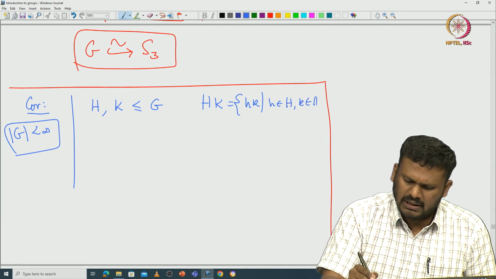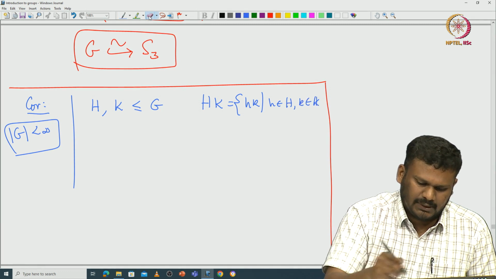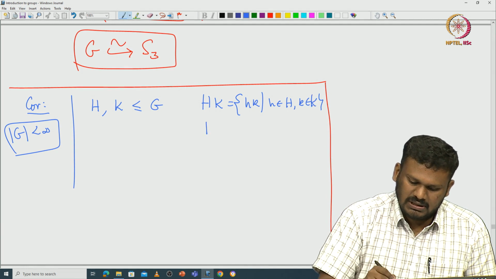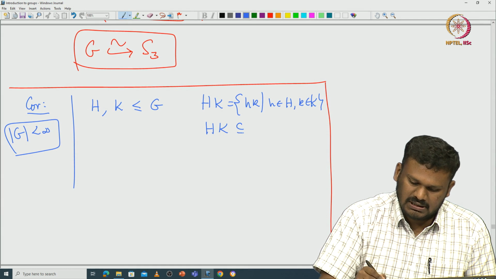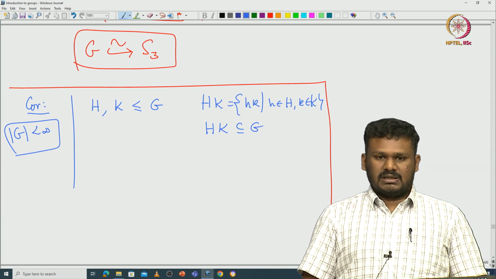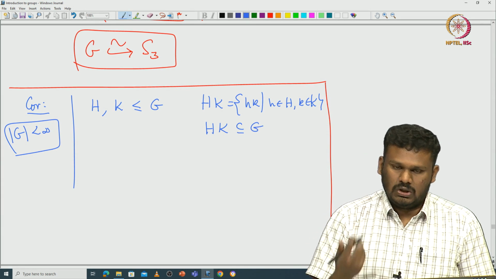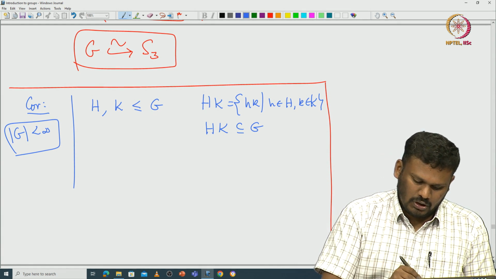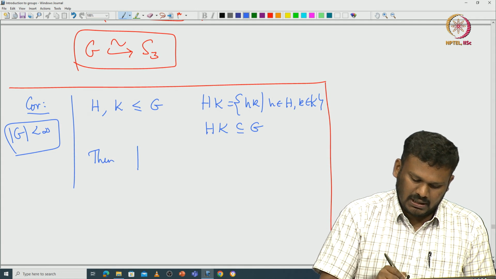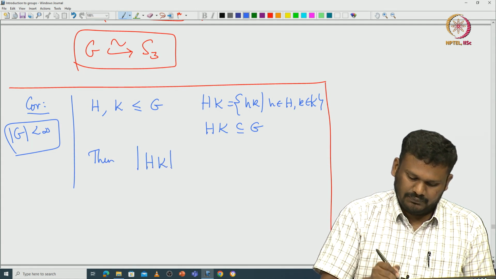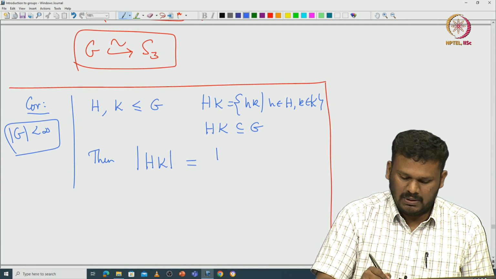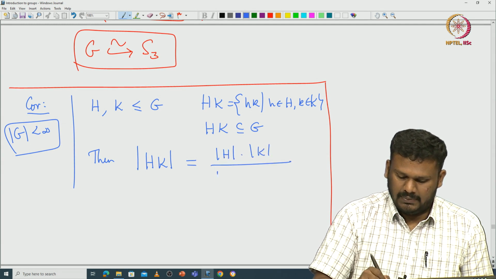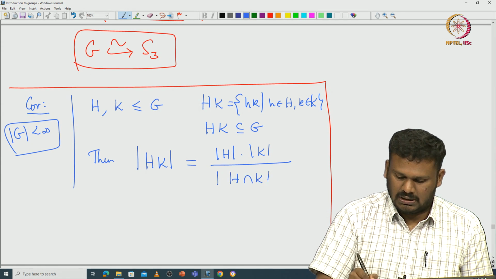So, we know that this HK is just a subset of G. This can be a subgroup if and only if HK equals KH, that is something we verified. So, we want to prove that we can compute the cardinality of this HK. The cardinality of HK is going to be the cardinality of H times the cardinality of K divided by the cardinality of H intersection K.